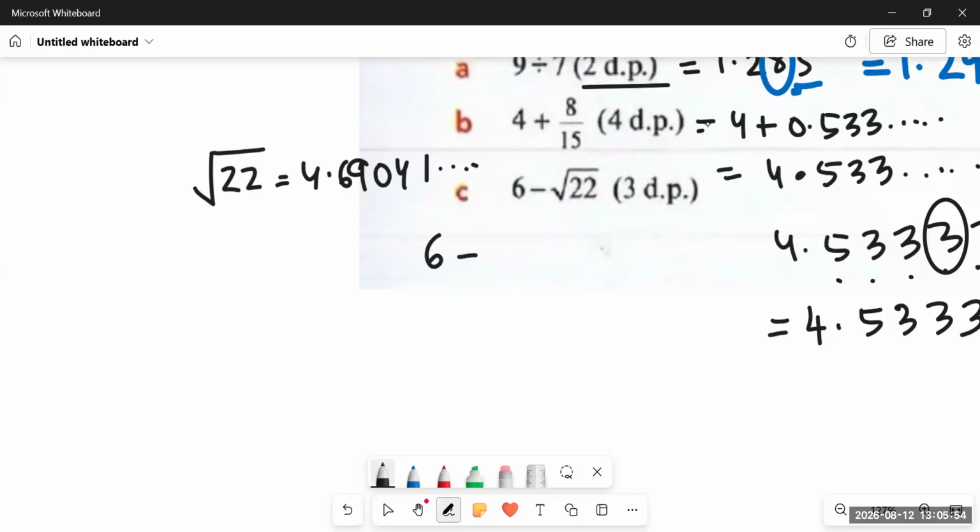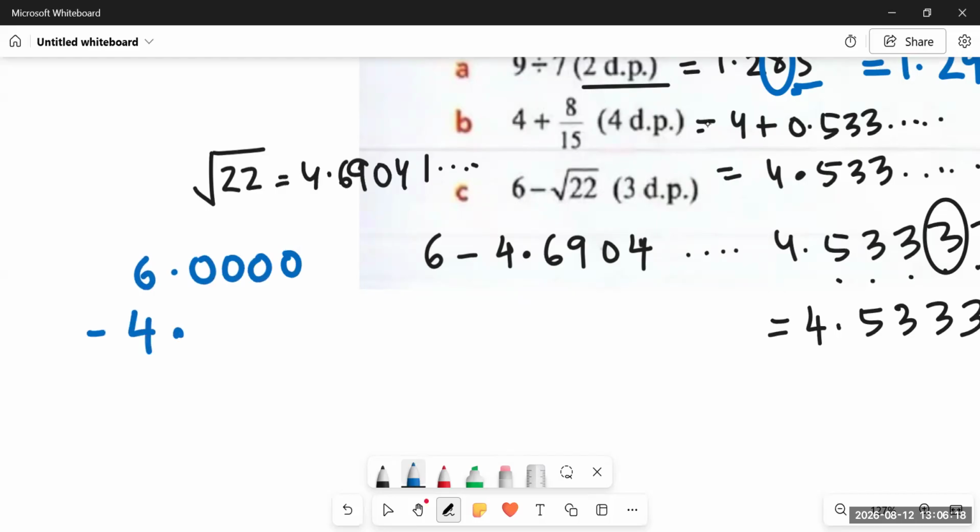Since we have to round it to 3 decimal places, first we will subtract it from 6. 6 minus 4.69041 and so on. We'll not go any further than 4 digits after decimal. So we will subtract first. Put 4 digits here, minus 4 point. Always remember, when we add or subtract decimals, the point must come below the decimal point. So if you are subtracting 4.6904 from 6, the decimal points must be below each other.